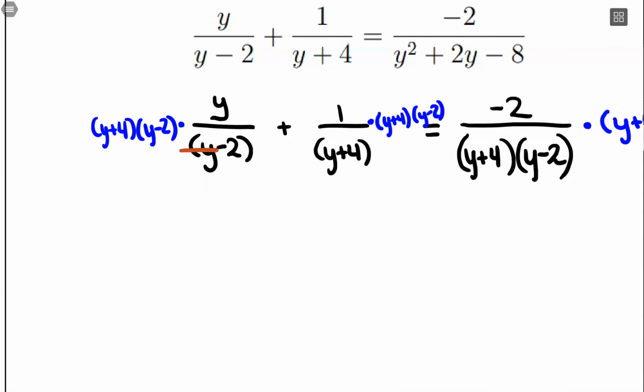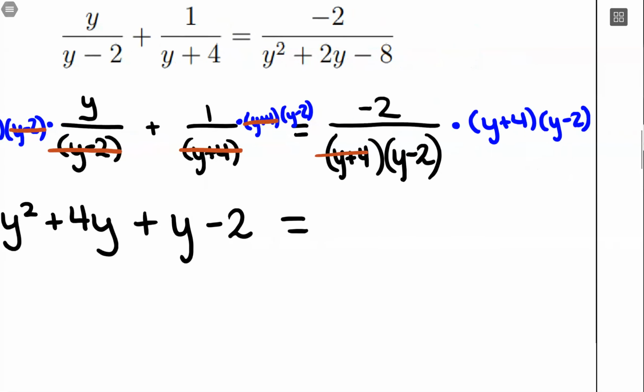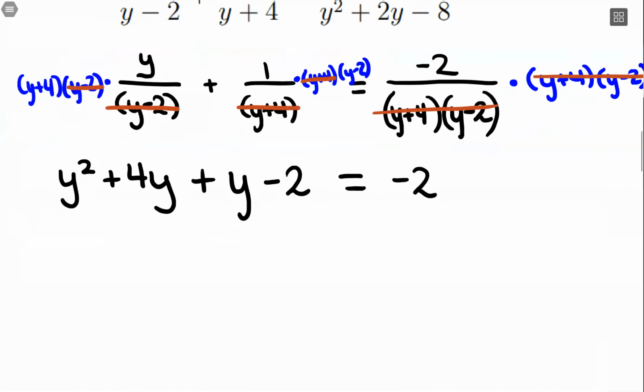All right, our first term here, the y minus 2's cancel out. So we end up with y times y plus 4. So we just distribute the y in for y squared plus 4y. Our next term, we have this plus, and the y plus 4's cancel out. So we have 1 times y minus 2. That'll just be y minus 2. And then on the right-hand side of the equation, everything cancels out. So we would just have negative 2.